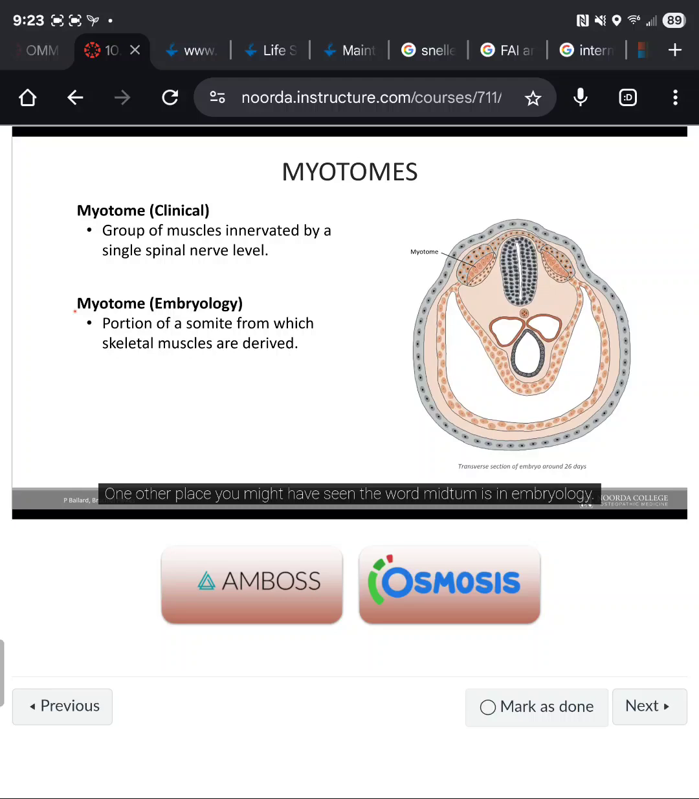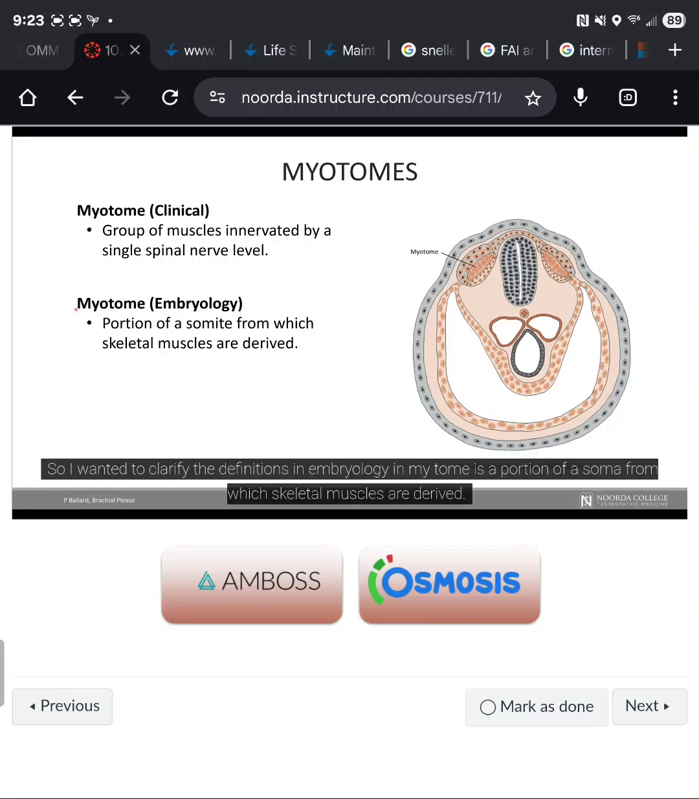One other place you might have seen the word myotome is in embryology, so I wanted to clarify the definitions. In embryology, a myotome is a portion of a somite from which skeletal muscles are derived, and we can see that myotome there. So you can see these terms are related because they're talking about muscles that are innervated or muscles that are derived, but separate, so I wanted to make that clear.